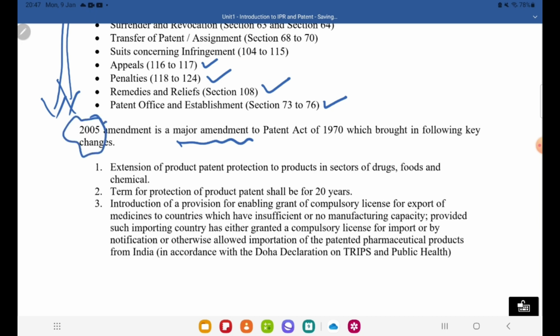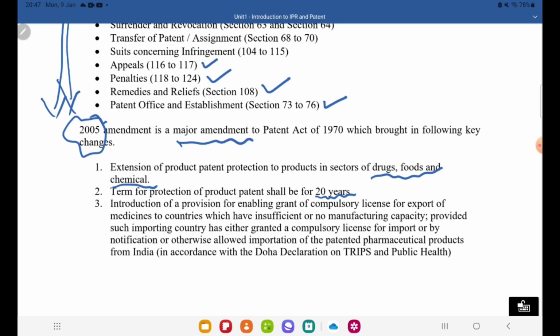First one is that product patent was extended to drugs, foods and chemicals. Okay, so extension of product patent protection to products in the sectors of drug, food and chemical industry. Earlier these were not there. This was extended to them. The term for protection of a patent shall be 20 years. So it is set to 20 years in the Patent Act 2005.